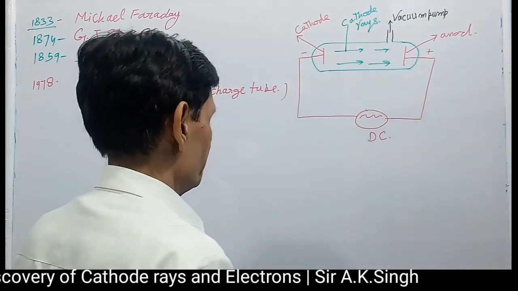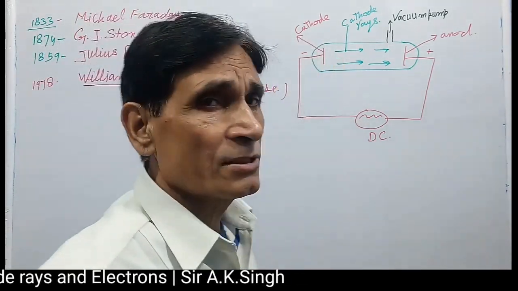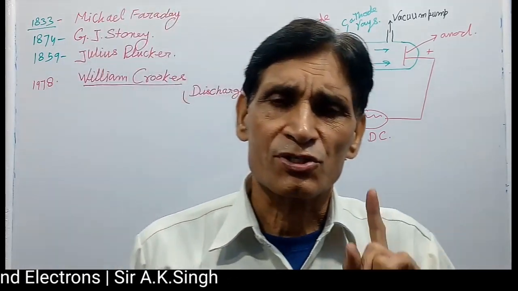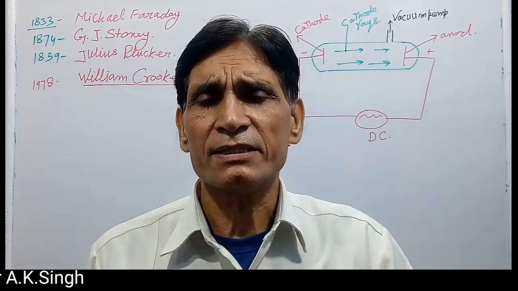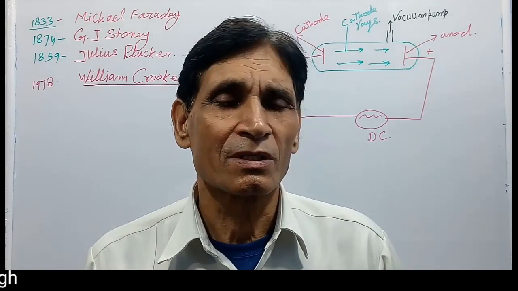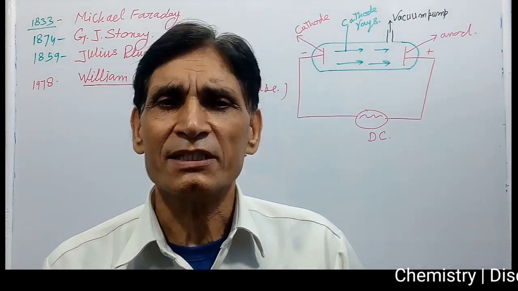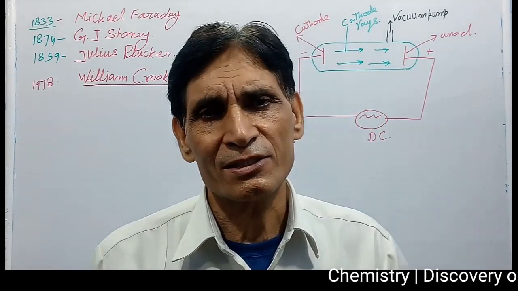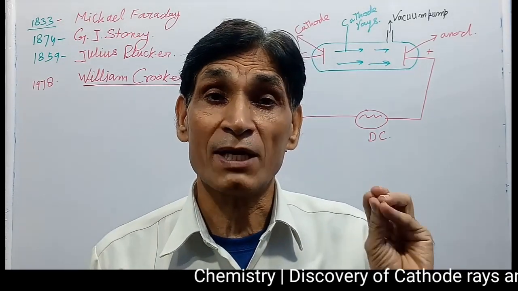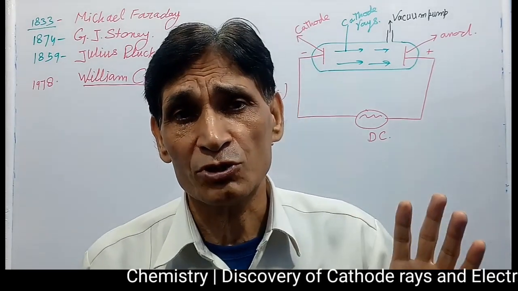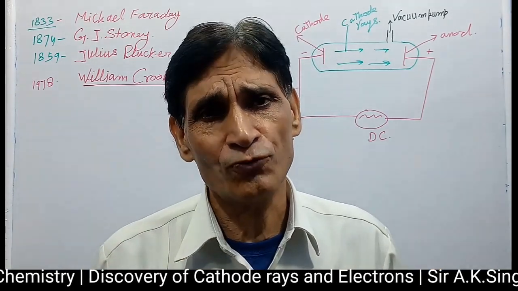Now, first point. The most important thing is, first, when the pressure of the gas in the discharge tube was 1 atmosphere, the gas present in the discharge tube does not allow electricity to flow. There was no flow of electricity at 1 atmosphere pressure, even on applying a high voltage of 10,000 volts between the electrodes. Gas inside the tube does not allow electricity to flow.